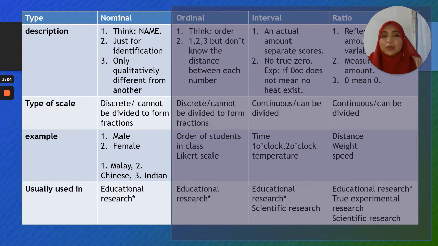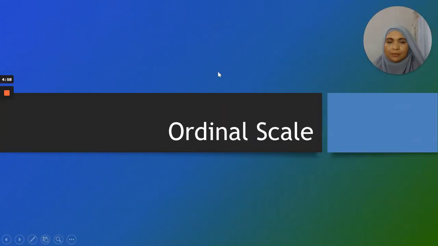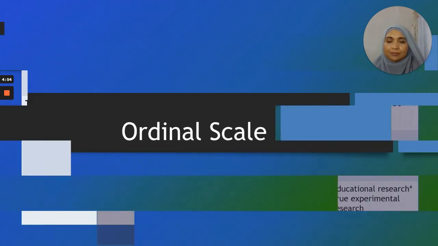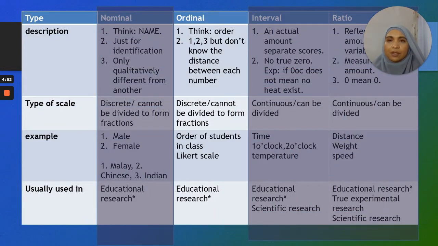Okay, so let's move on to the next slide, which is ordinal scale. Okay, our next measurement scale is the ordinal scale. So when you think of the ordinal scale, just think of order. That's the root word for ordinal. So it's like one, two, three, or first, second, third, but you don't know the distance between each number. Things on an ordinal scale are discrete, where you cannot divide them to form fractions.